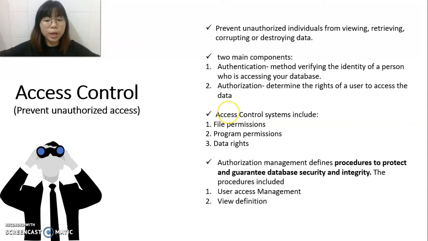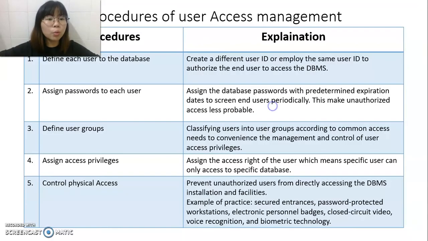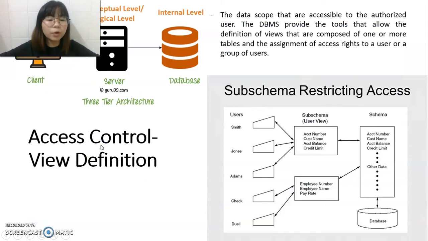Then we have authorization management that defines the procedures to protect and guarantee our database security and integrity. The procedures include view definitions and user access management. So what is user access management? User access management is designed to limit the access to the database and likely includes at least these 5 procedures. And then view definitions are about the scope of data that is accessible to the authorized users. For more understanding, we can refer to this subschema restricting access.